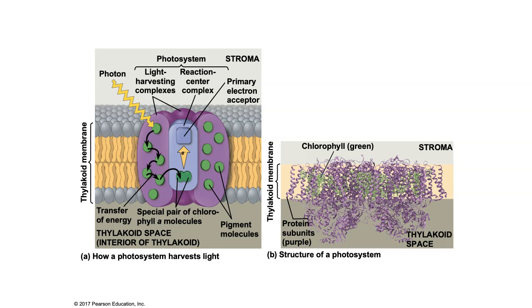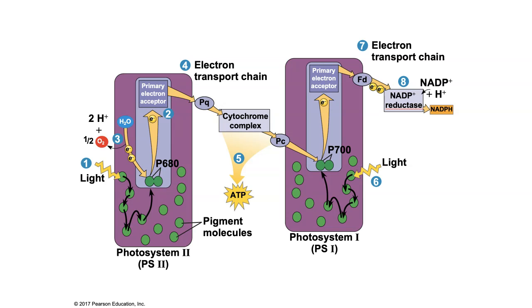So for these light reactions, we actually have 2 photosystems as part of our electron flow, and they are called Photosystem 2 or PS2 and Photosystem 1 or PS1. And yes, those are numbered backwards, so remember that. Photosystem 2 comes first, followed by Photosystem 1.